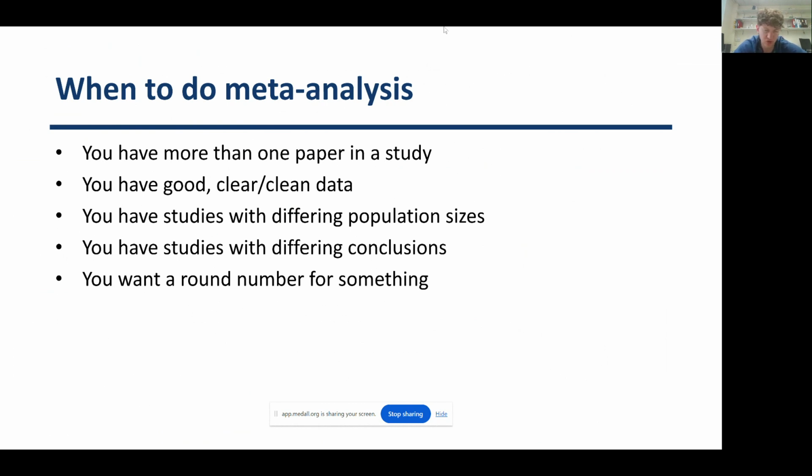It's also good if you've got contrasting studies. So if you have studies that have different conclusions in your systematic review, let's say you've got 4 or 5 that think amlodipine is the best and most effective blood pressure medication, and then you have 4 or 5 that say, well, actually it's ACE inhibitors. If you have studies that differ in the literature, then it's great to pool them all and give a definitive answer. And it's also good if you just want a round number for something, as in if you just want to combine everything to give one single result.